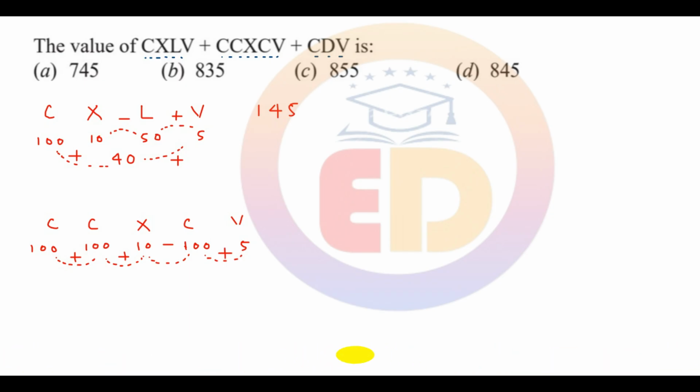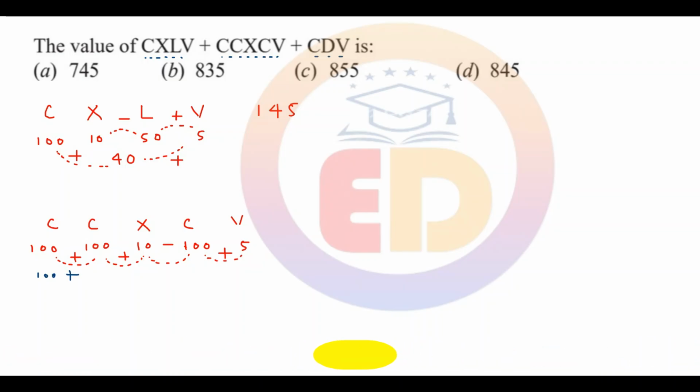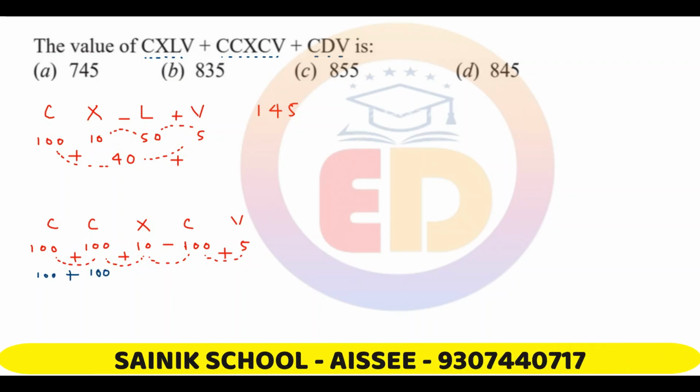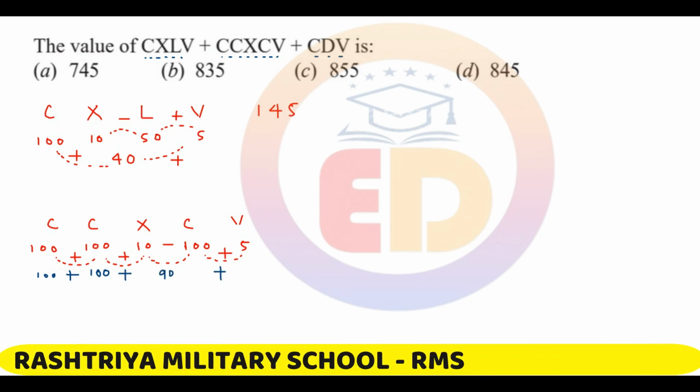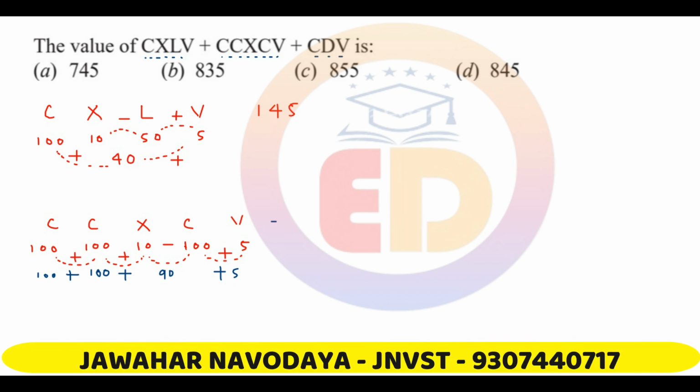So the final value will turn out to be 100 plus 100 plus 10 minus 100, this is 90, plus 5. So this will become 100 plus 100, 200 plus 90, 290 plus 5, this becomes 295.